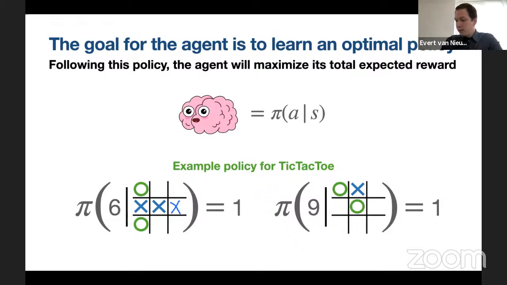So I want that, given that I'm in this state, the probability that I choose action 6 should be 1, and all the others, so actions 1 through 9, not including 6, should be 0. And the same here, I would probably want, in this scenario, action 9 to be a very high probability, because that means I block my opponent from winning. I haven't told you how I'm going to find this policy. I'm just demonstrating that this would be, I hope, the policy that an agent discovers for playing tic-tac-toe.